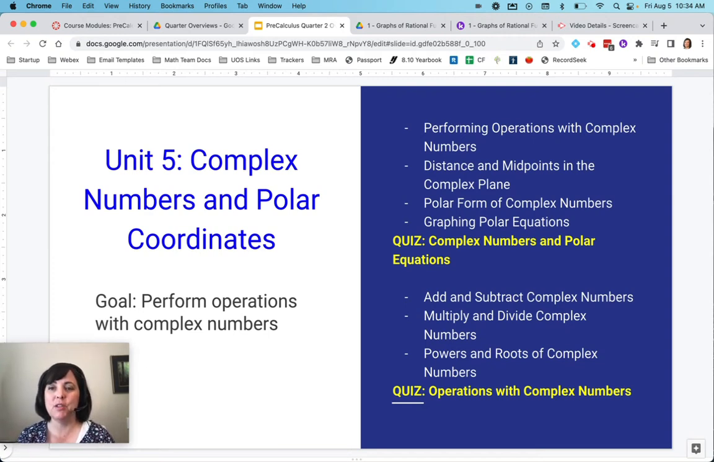And complex numbers, if you remember, those like i. So we're going to perform operations, do distance and midpoint, polar form, and graphing polar equations. Then we'll have a quiz on that. And then we'll get down to adding and subtracting, multiplying, dividing, and powers and roots of complex numbers, and then have a quiz on that. And then again, at the end of each unit, there will be a test.